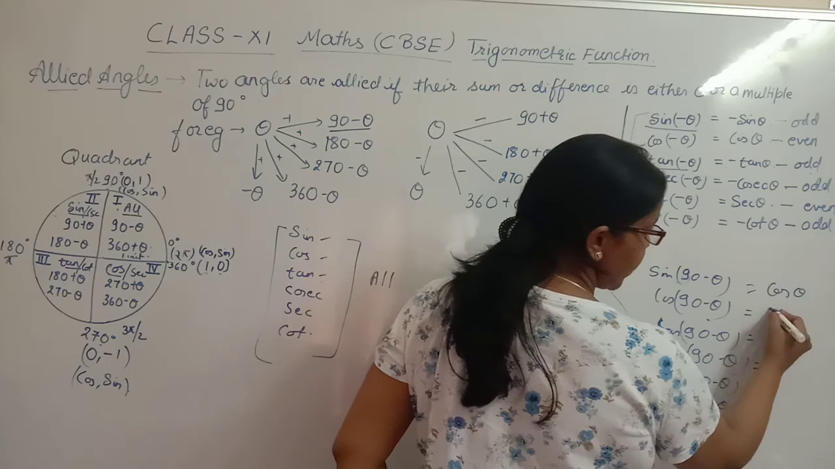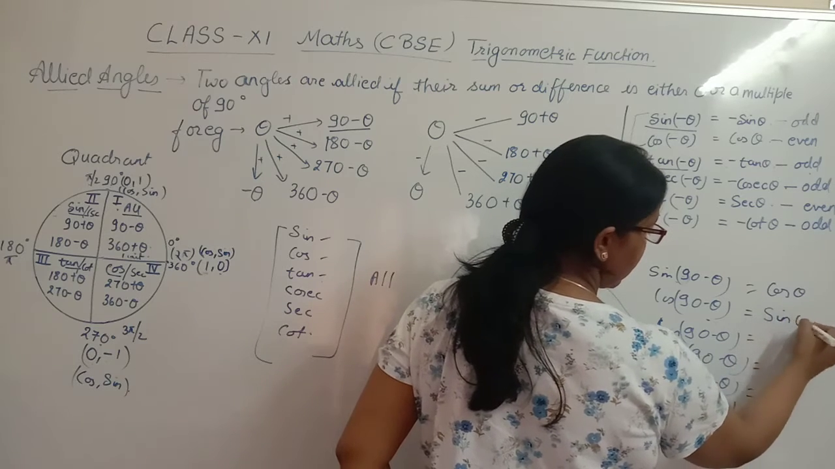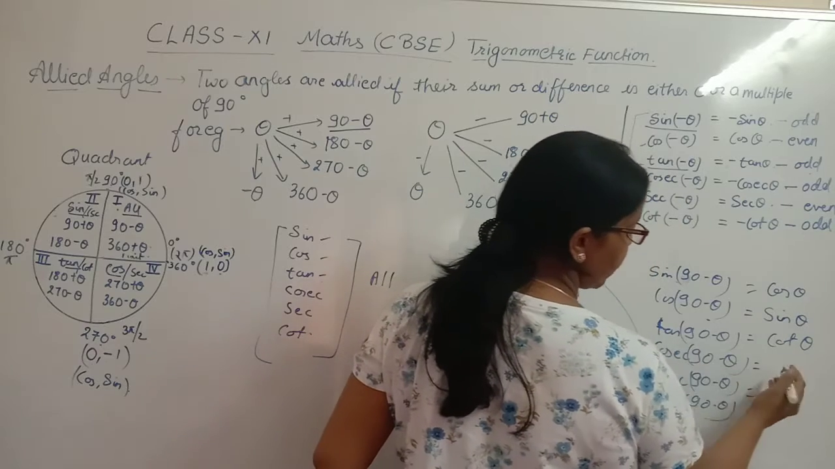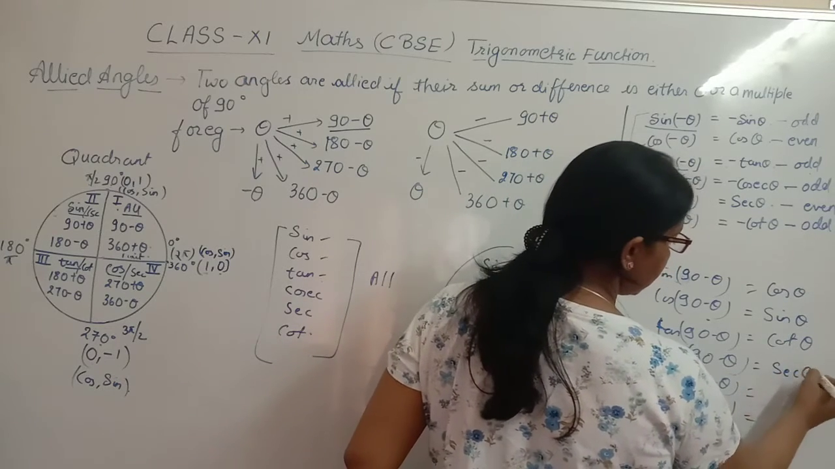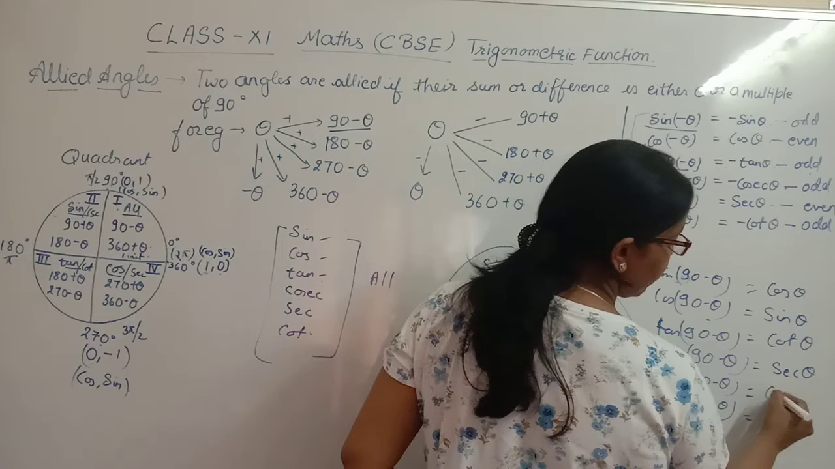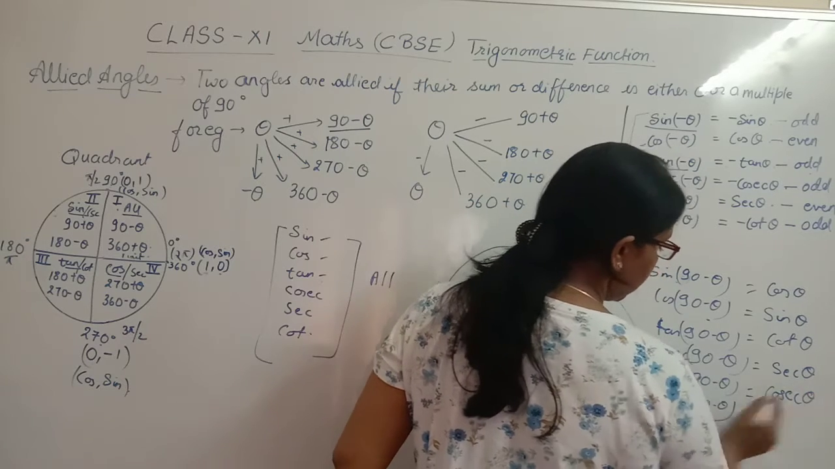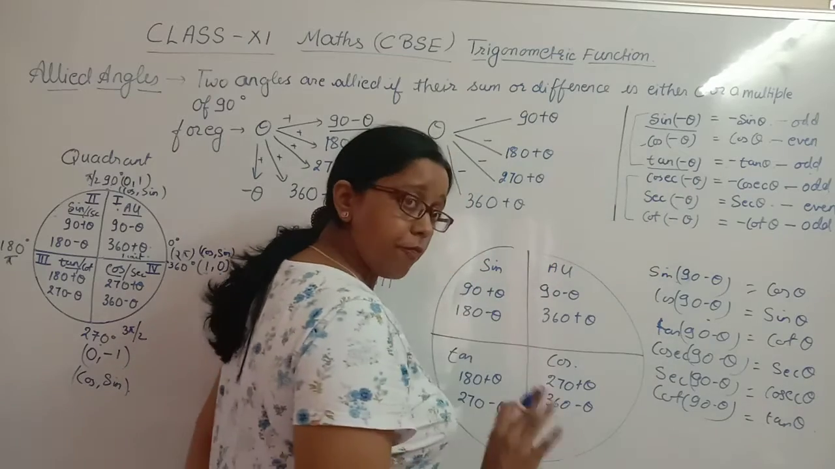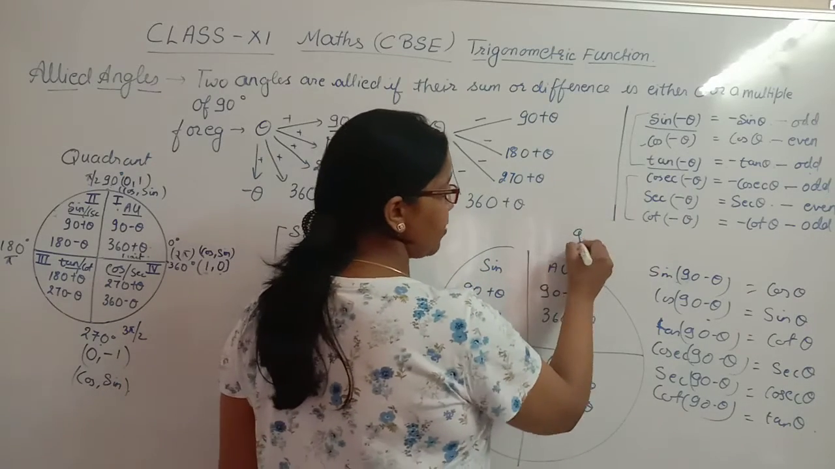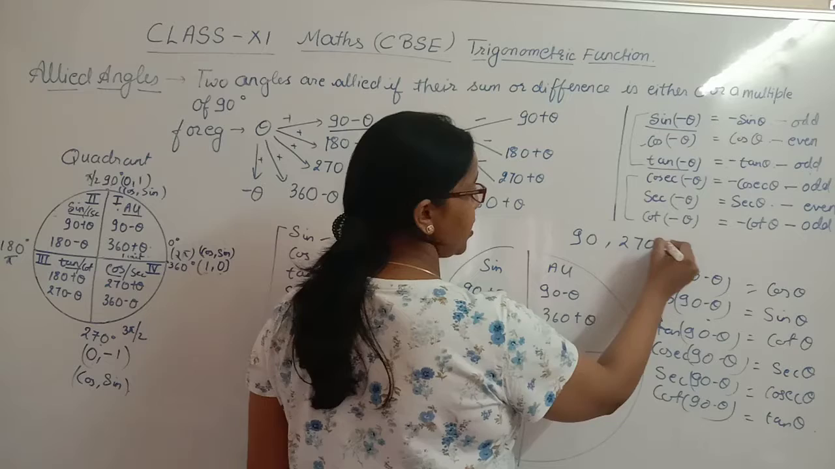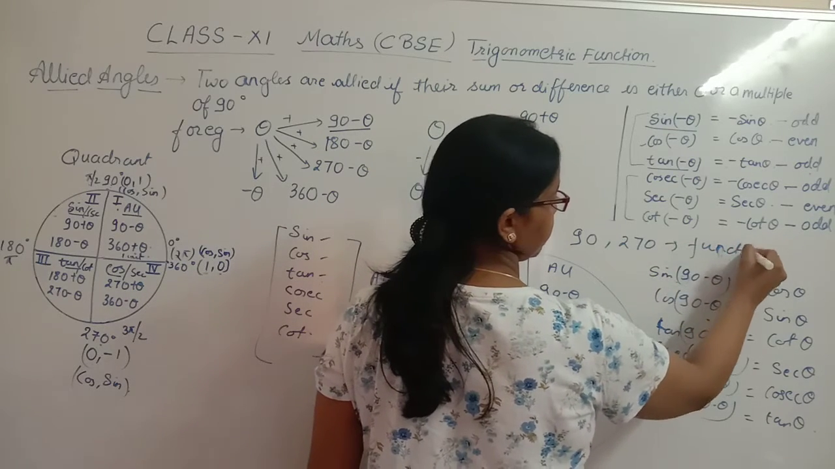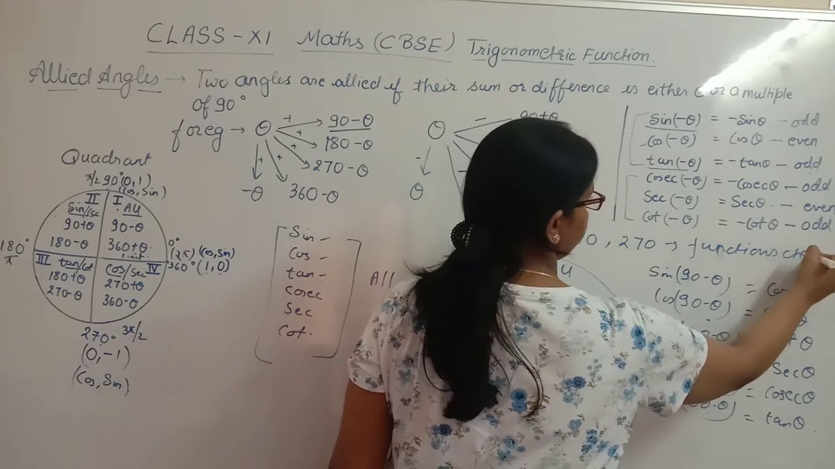Similarly, cos 90 minus theta will be sine theta. Tan 90 minus theta will be cot theta. Cosec 90 minus theta will be sec theta. Sec 90 minus theta will be cosec theta. And cot 90 minus theta will be tan theta. Here you only have to remember that with 90 and 270 the functions get changed.